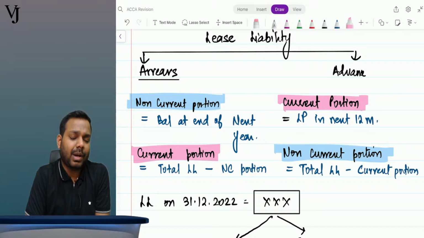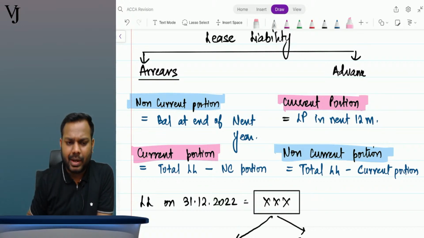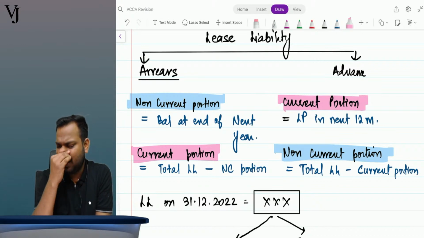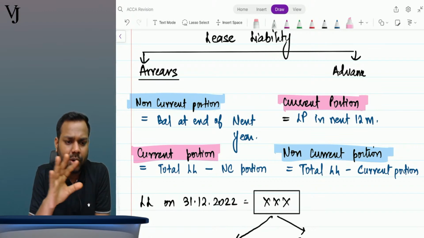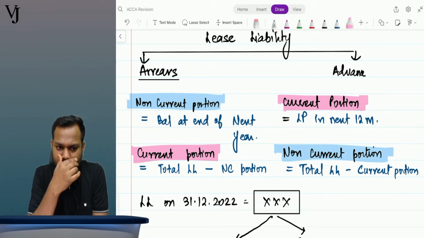Okay, guys, from now onwards, if I see any queries coming up from SBR level, I will not be taking it up here. The only reason is it will confuse the FR students. So I don't want to do that.